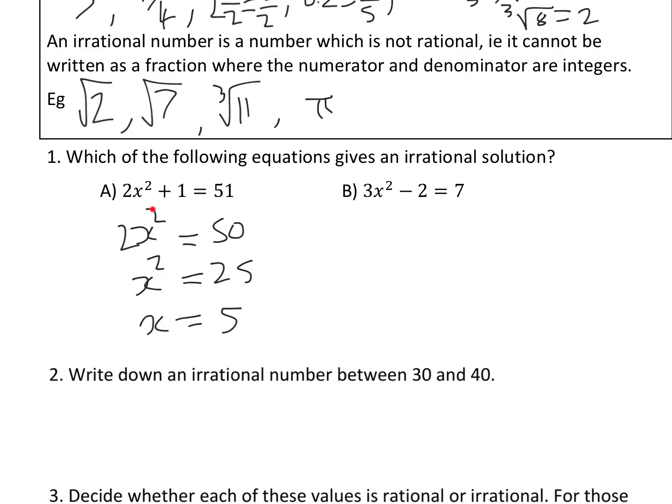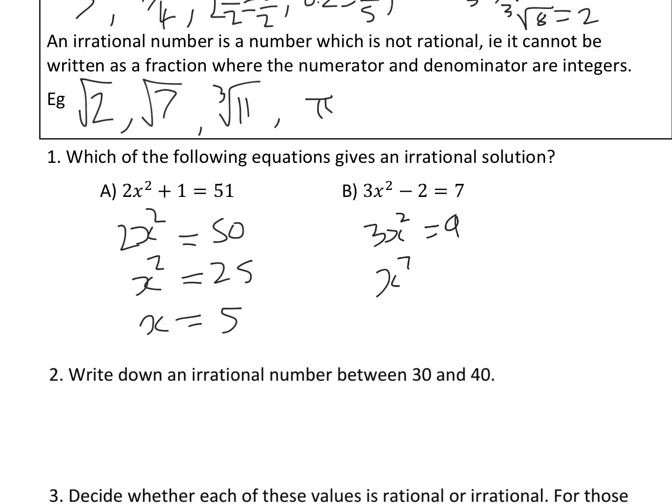Now quite often when you see a squared, there's lots of times where the answer is going to then be a root. You might think it's irrational, but don't jump to that conclusion because we are rooting a square number, so we got a rational answer. On the next one, we've got 3x squared minus 2 is 7. So if we add 2 to both sides, 3x squared would be worth 9.